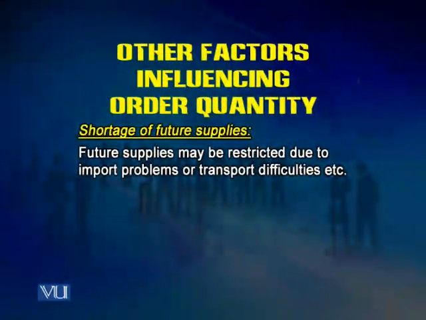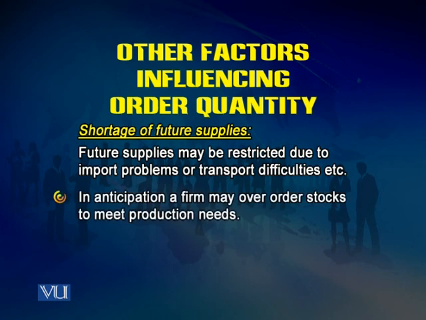Other factors influencing order quantity: shortage of future supplies. Future supplies may be restricted due to import problems or transport difficulties. In anticipation, a firm may overorder stocks to meet production needs. So far, we have been discussing what would be the optimal way in managing the order size to minimize cost. Now we are looking at some other factors that are going to influence the order quantity. And there are other factors in practical situations which are going to impact, and you will not always go for the optimum order size according to EOQ.